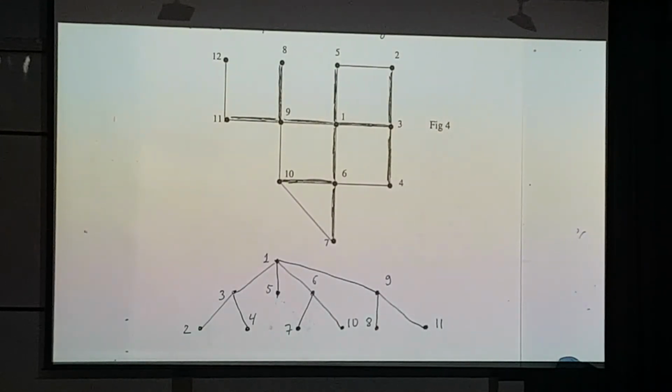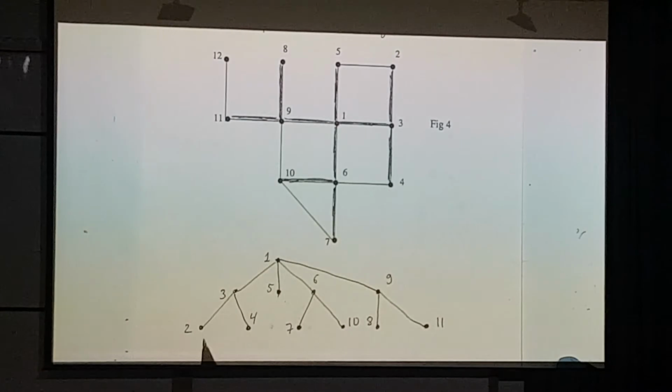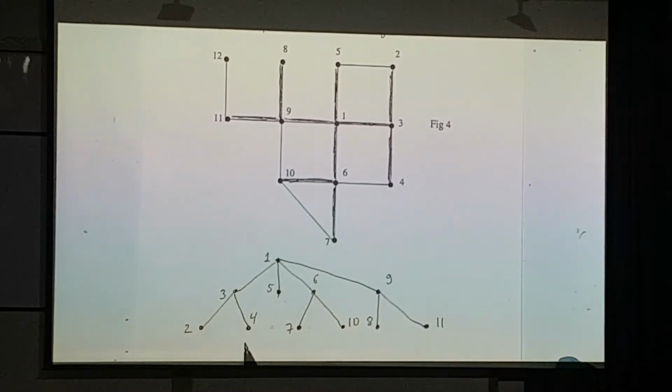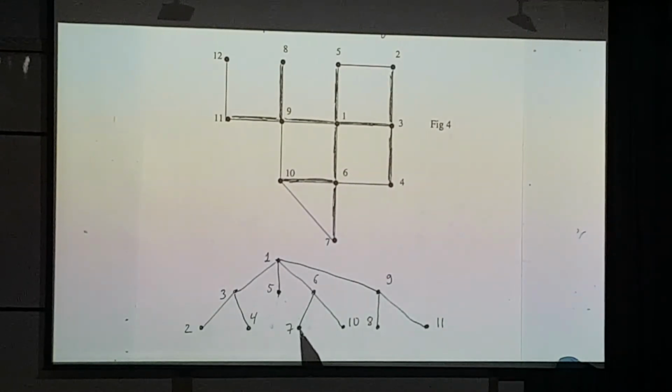And now I repeat these steps. So I choose the smallest label available amongst the level 2 vertices. So that's vertex 2. Right, and nothing can be added to it. The next one is label 4. Again, nothing can be added. 7. Nothing can be added. 10.